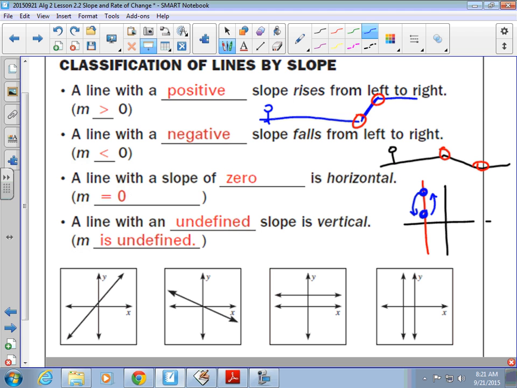So let's say it goes up 1 from one of those to the others. But it doesn't run at all. It doesn't go to the left or to the right at all. And since it doesn't move at all, 0 is at the bottom. And this is one of those mathematical no-nos right here. 0 can't be at the bottom. That's why an undefined line or a vertical line is considered undefined.